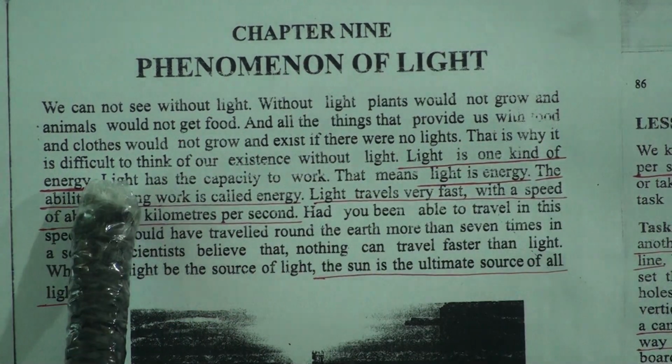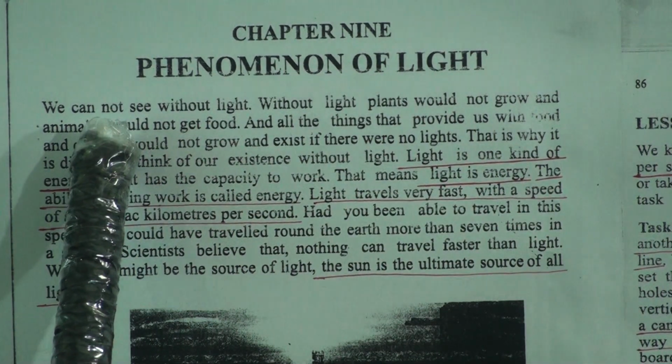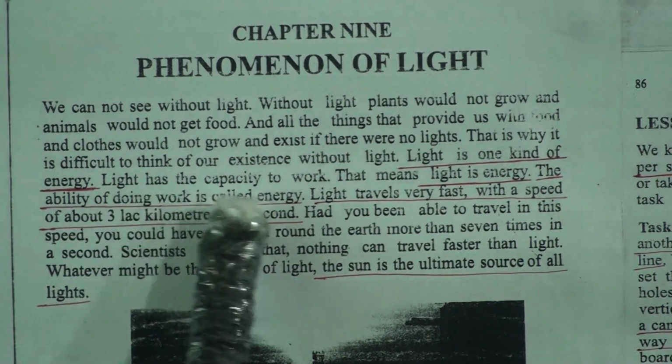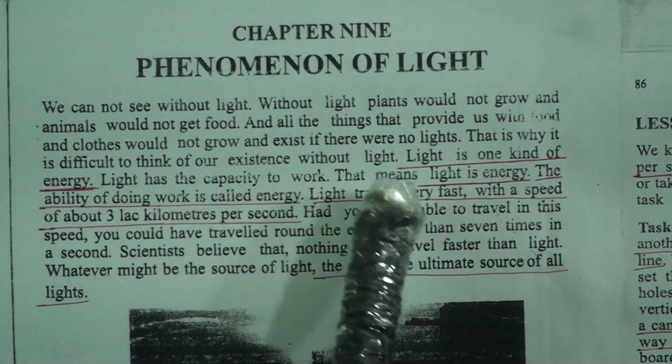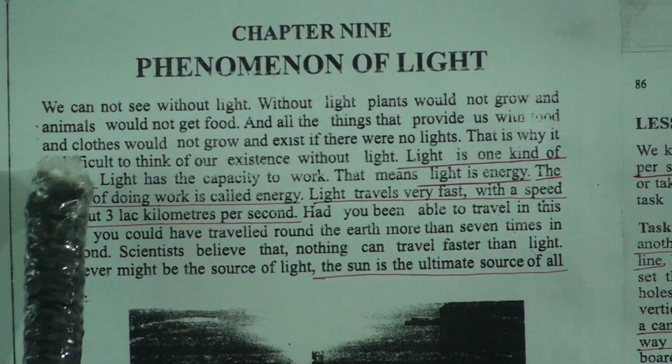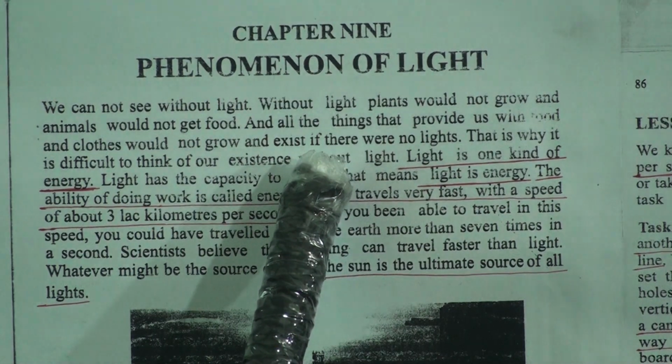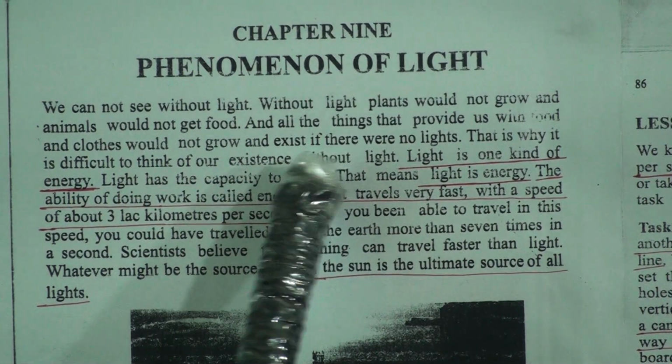Light is one kind of energy. I repeat, light is one kind of energy. Light has the capacity to work. That means light is energy. The ability of doing work is called energy.